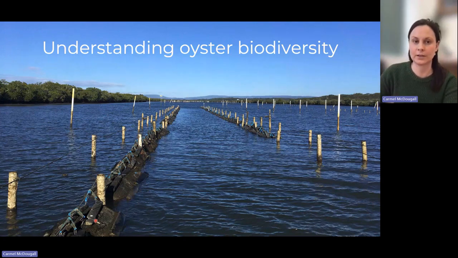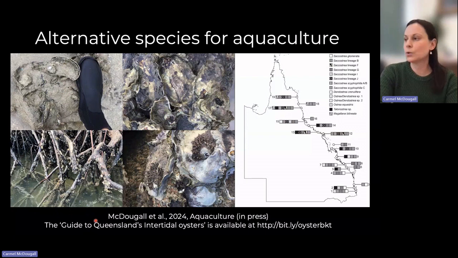So the situation is really not good. And so one of the industry's responses to this is to ask whether there are other species that naturally exist along the coast that we could be using for aquaculture instead, because there are certainly oysters there. We just didn't know what they were. So my project was quite a nice one where I got to travel up and down the Queensland coast. This is about 2,000 kilometres in total.